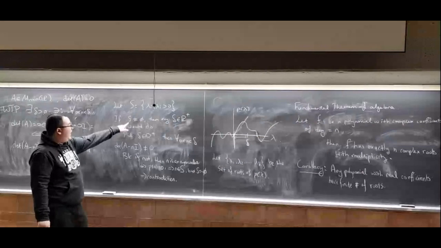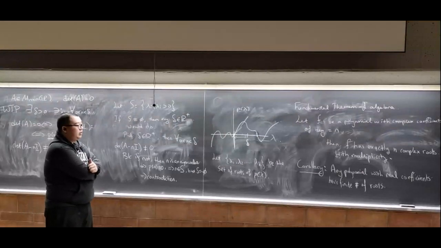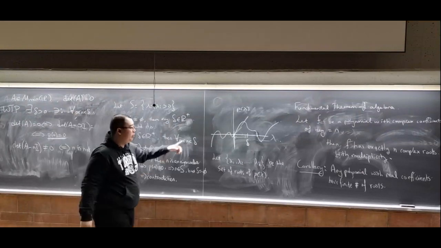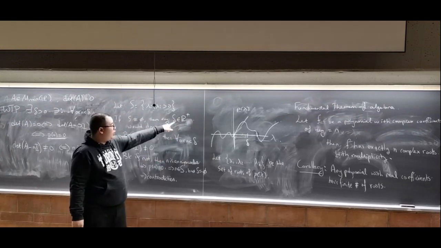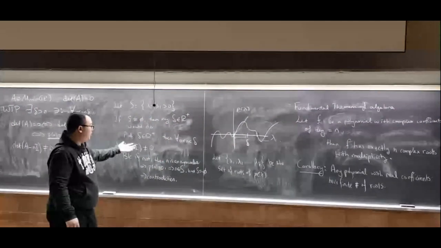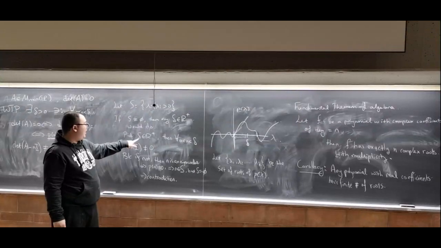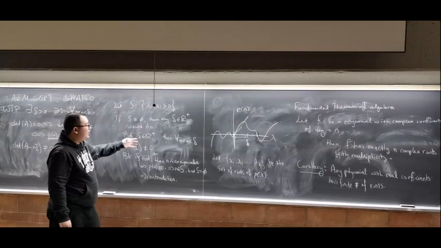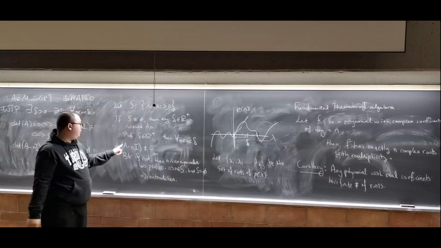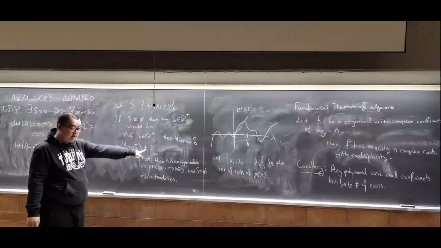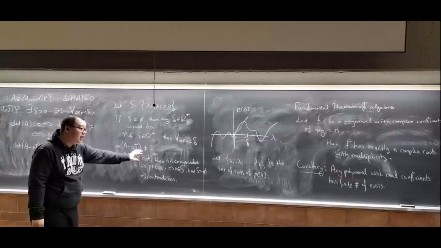Okay, so if S is the empty set, so again, the characteristic polynomial has no positive root, right? Then I can pick delta to literally be any positive number. So if I pick delta to be any positive number, then for all of the values between 0 and delta, the determinant of A minus nI has to be non-zero.